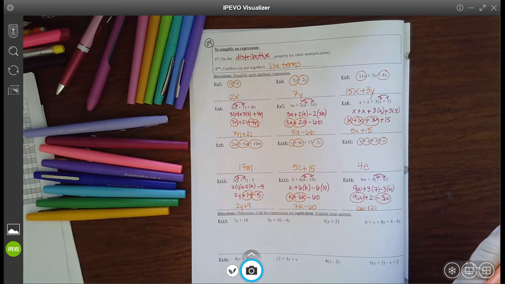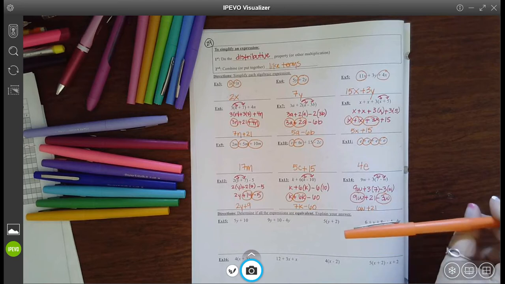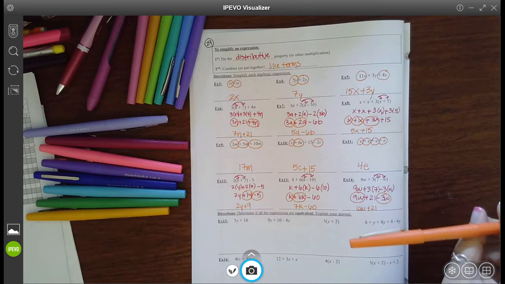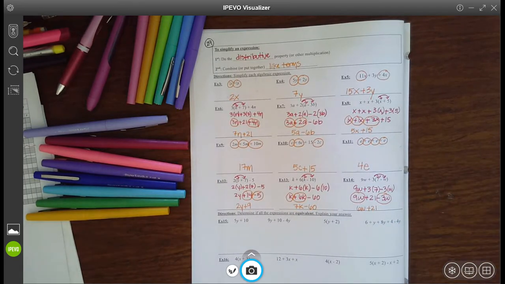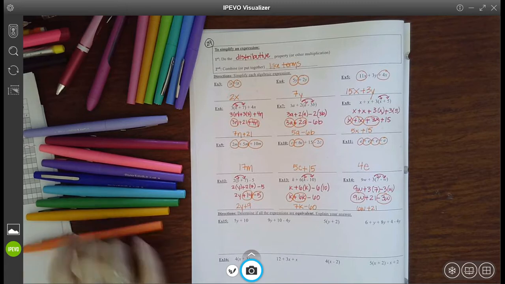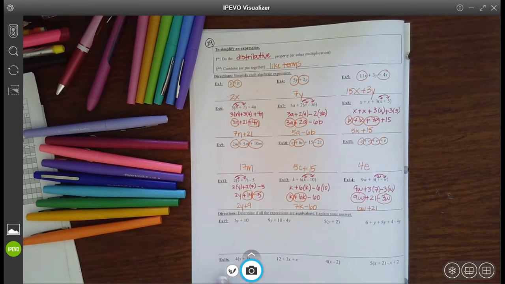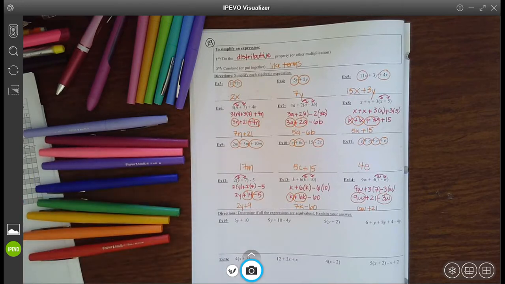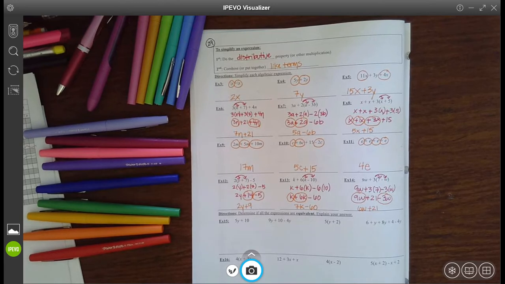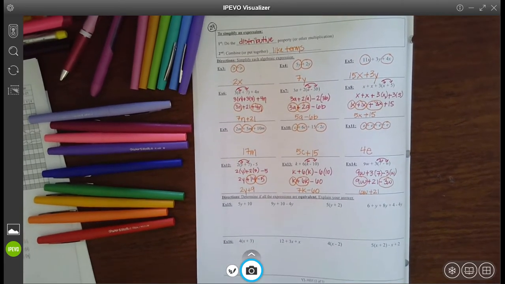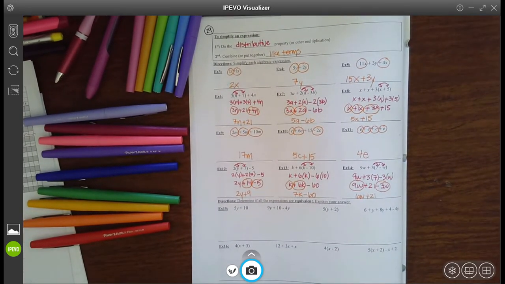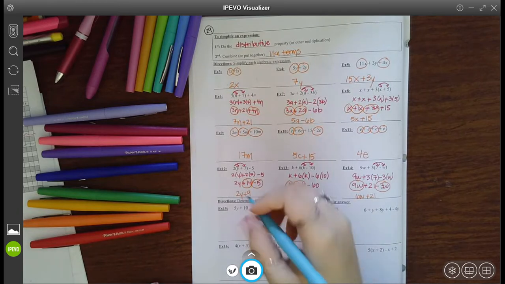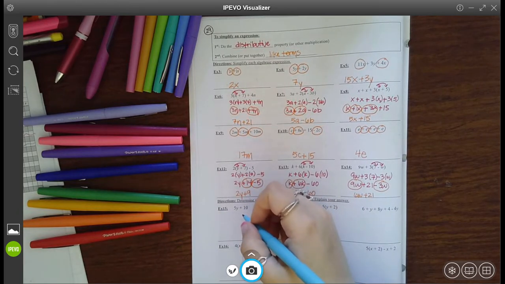Okay, the next one says, determine if all the expressions are equivalent. Explain your answers. So first of all, let's just go through and try to simplify all of these in this row, and then try to simplify all of them in this row. And then we'll see if they're all equivalent or not. Okay, so make them as simplified as possible. And by the way, that's what you were doing up above in examples 1 through 14. You were simplifying the expression. Okay, remember, you can always pause and then unpause to come back.